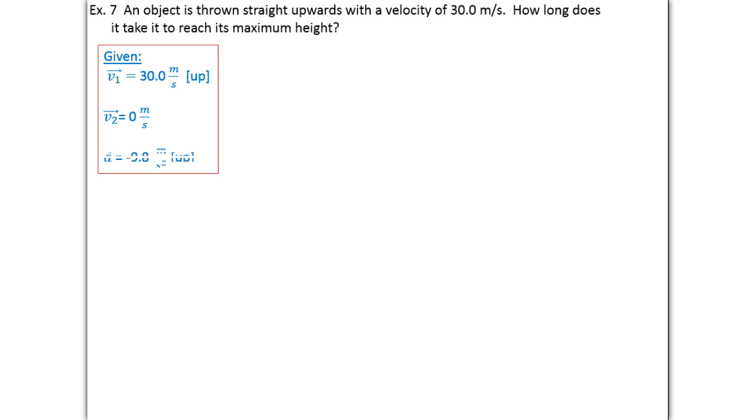Okay, an object is thrown straight upward with a velocity of 30 meters per second. How long does it take to reach its maximum height? Again, look at the information you're given. You're told it travels 30 meters per second up. You also know what the acceleration due to gravity is: negative 9.8 meters per second squared. And how long does it take to reach maximum height? At maximum height, the velocity would be 0.